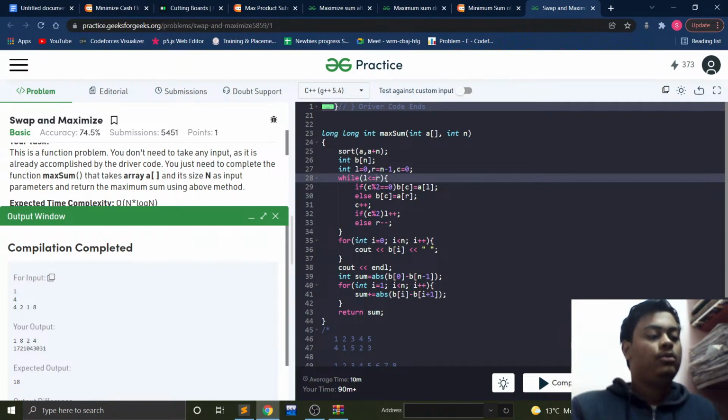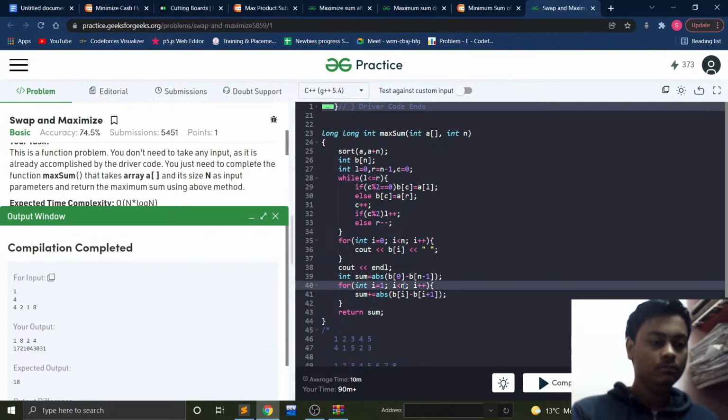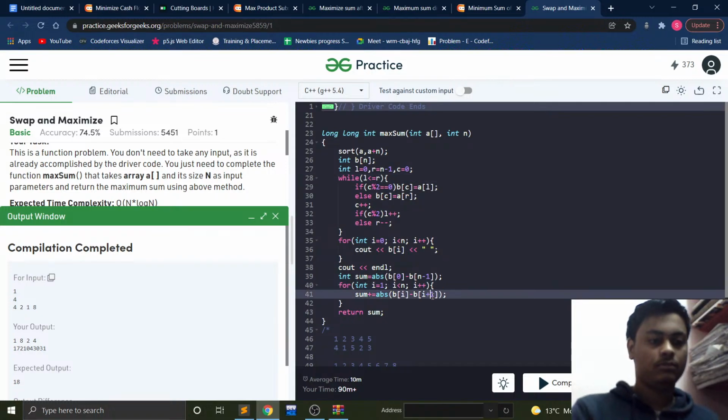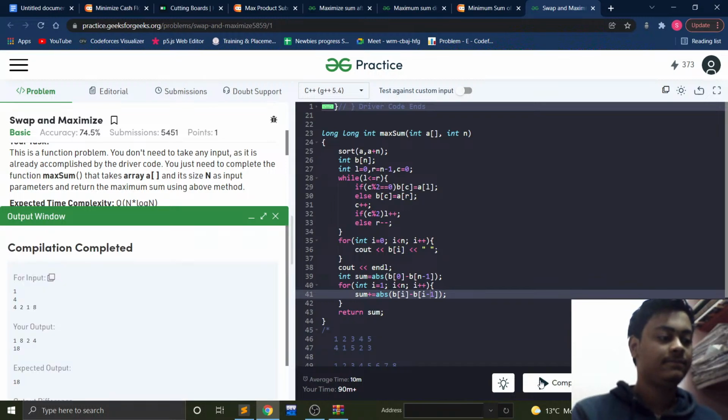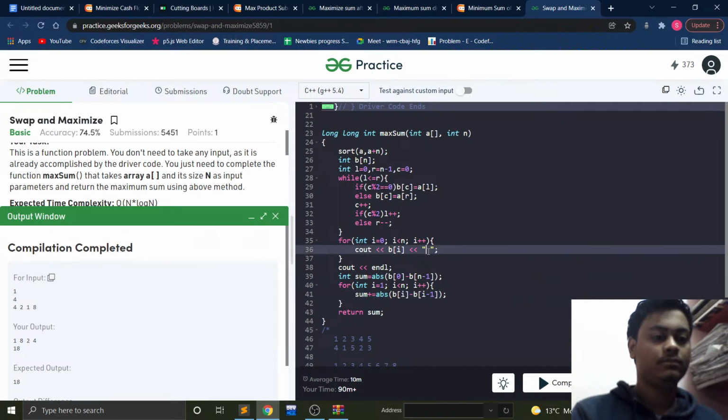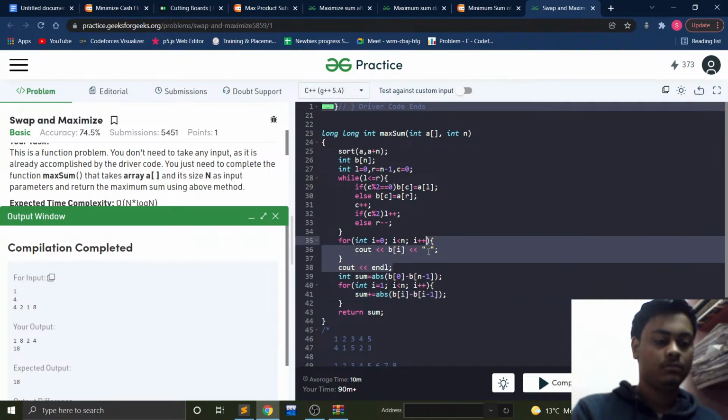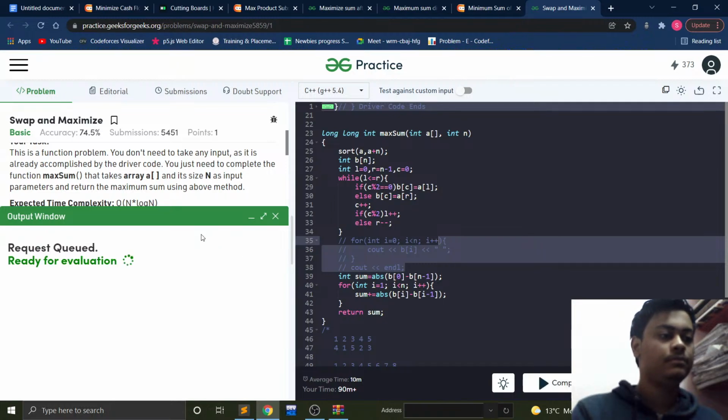N is 4, right? So 3 plus, minus 1. So many mistakes. Submit.